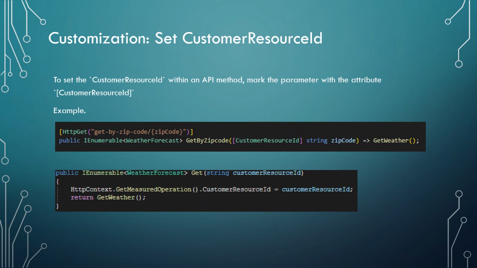But in scenarios where this information may be coming from a header or from an auth token, then it's possible to get the measured operation and directly set the value on it. If you want to do it at a service level, there is the enrich callback method on which you can do the same operation. You could also do it in a middleware.